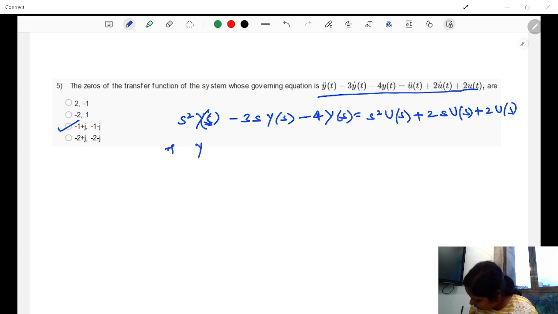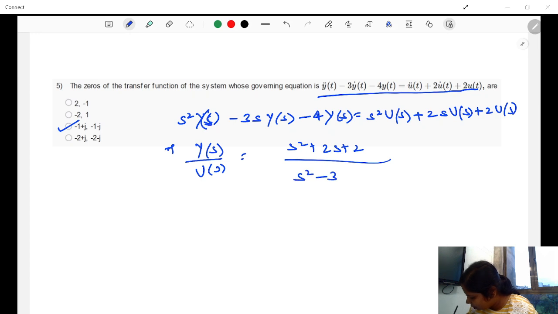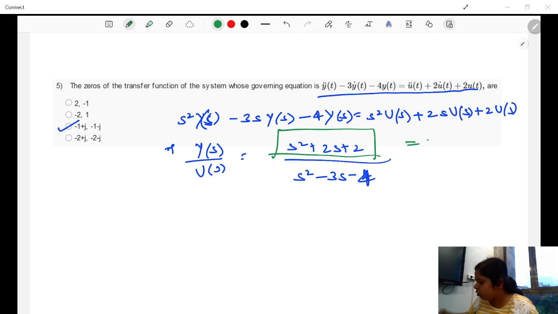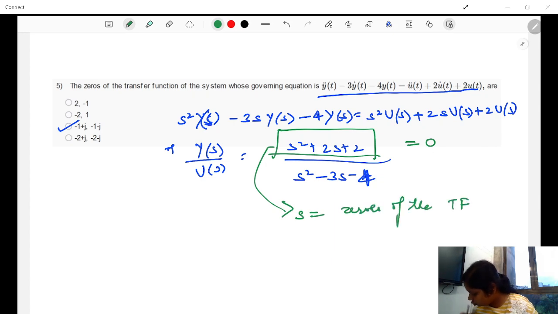So when you write Ys upon Us, what you get is s square plus 2s plus 2 upon s square minus 3s minus 4. Just take the numerator term, make it equal to 0 and find out what the roots are. Whatever roots you get from here would be the zeros of the transfer function. So in this case, you will get zeros to be minus 1 plus minus j.